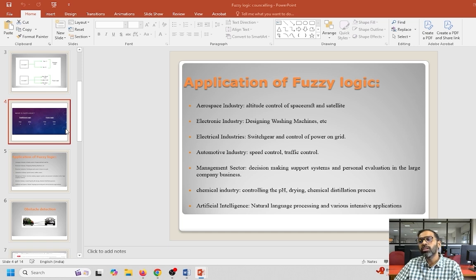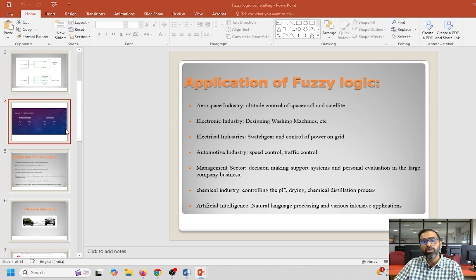Then in electrical industries, for optimal operation of a switchgear or controlling the power on the grid, we can use fuzzy logic. In the automotive industry, we can use it for speed controlling, vehicle detection, human detection, and automatic braking systems. Apart from these technical domains, we can also use it in the management sector for making decisions in support systems, and for personnel evaluations in large company businesses. Then it can be used in the chemical industry for controlling pH, drying, and chemical distillation processes, etc.